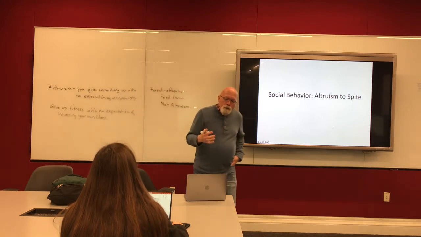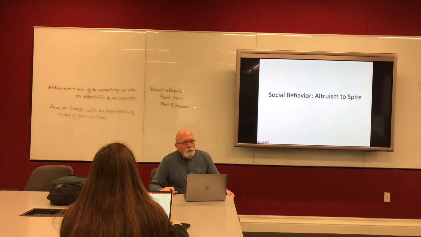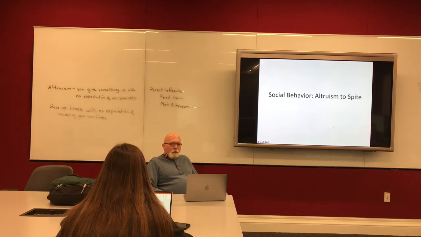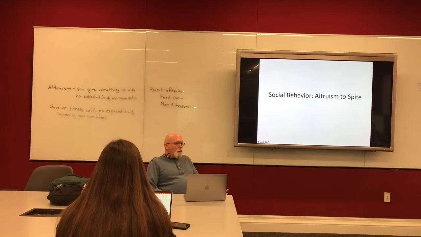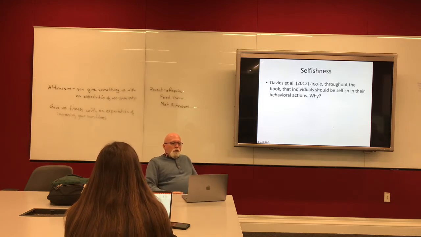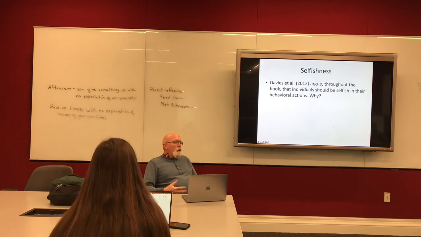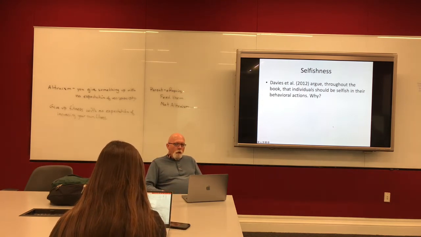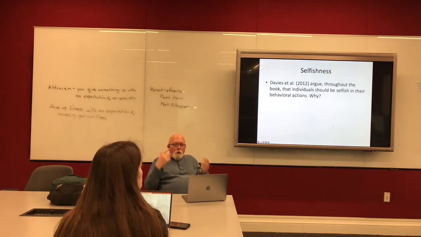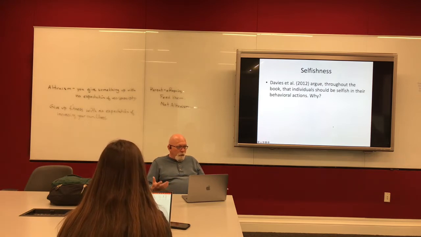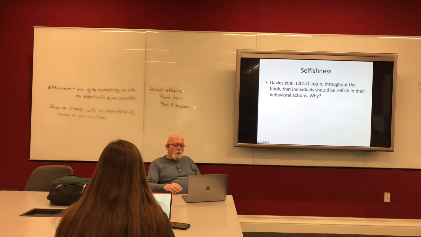So when we think about altruism, either in humans or in non-human animals, oftentimes the altruism that we see isn't actually true altruism, because the individual who is presumably doing the altruistic act is actually benefiting in some way from it. So we have to sort this out. Davies et al., all throughout your book, argue over and over again that organisms should be selfish in their behavioral actions. Why would that be the standard argument in behavioral ecology? You're trying to increase your fitness, and anything that lowers your fitness, evolution should select against. And so we should generally see selfish behavior evolving.